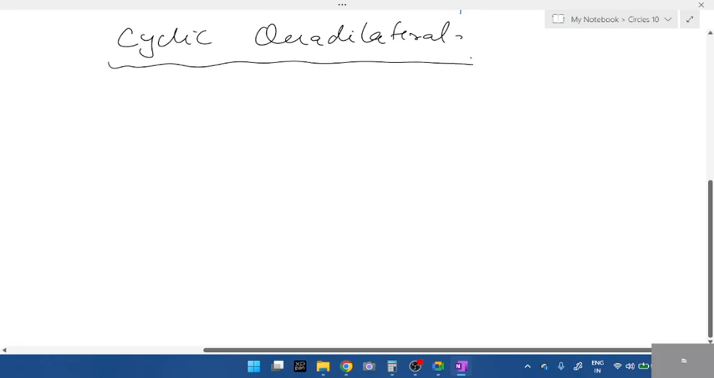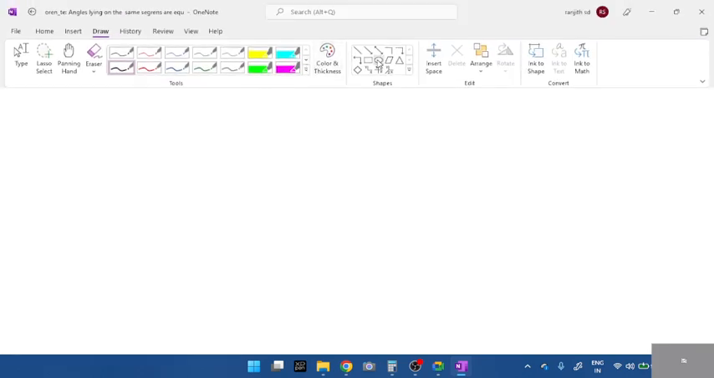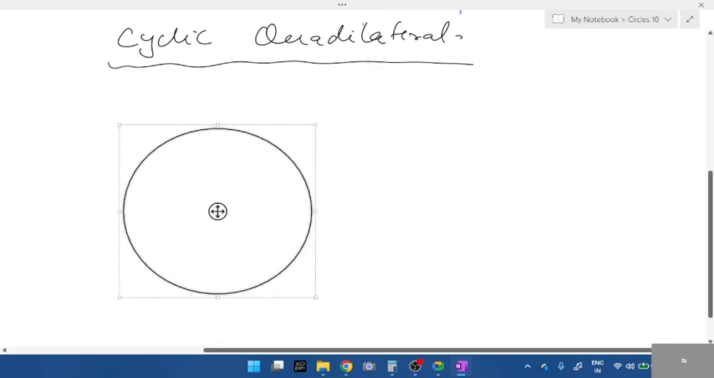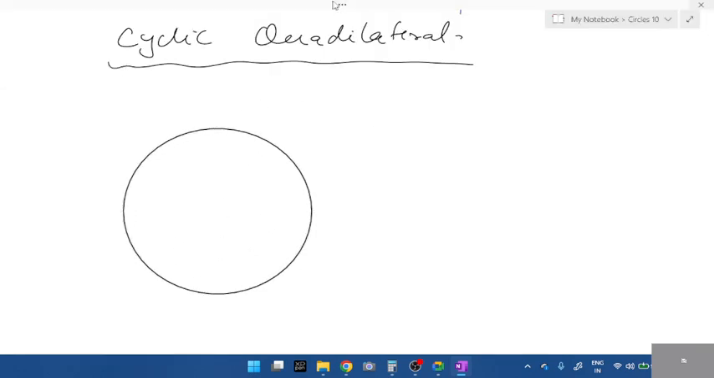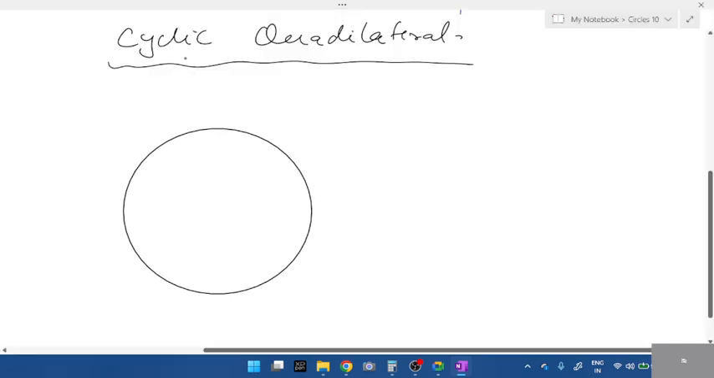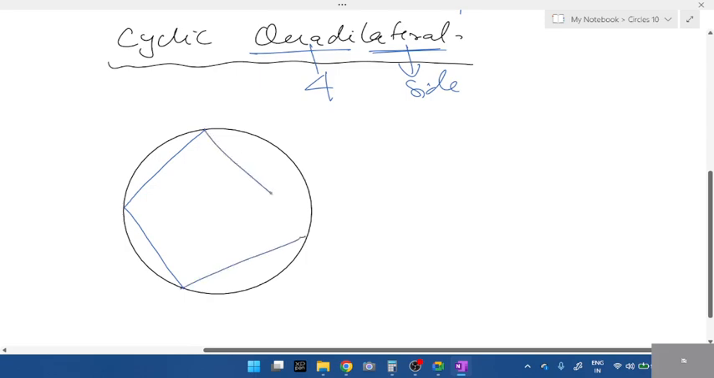Did ma'am teach cyclic quadrilateral? No? Okay. See, what is cyclic quadrilateral, students? If you take a circle, what do you mean by quadrilateral? Quad meaning is 4. Lateral meaning is side. Any four-sided figure, what do you call? Quadrilateral. A cyclic quadrilateral is nothing but inside a circle, if you have any four-sided figure like this, it should touch all the four sides like this. This is what you call a cyclic quadrilateral.